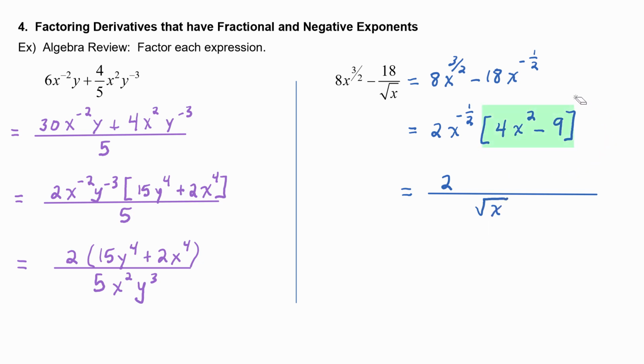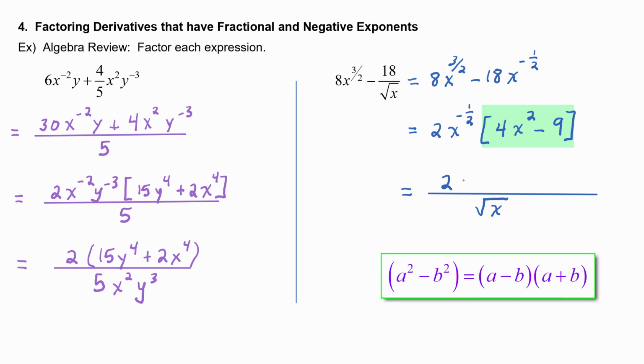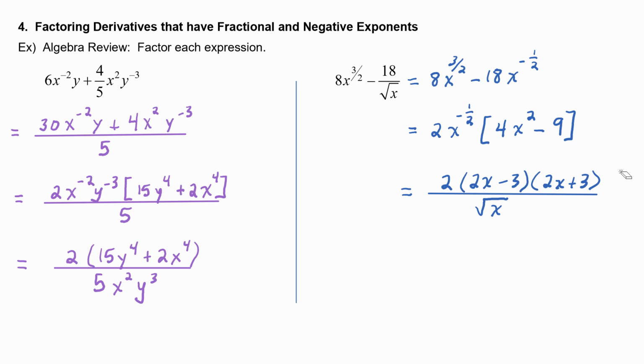Now this 4x squared minus 9 is the difference of two squares, so we can factor that into 2x minus 3 times 2x plus 3. And our result is now in simplest factored form. Remember, we will leave radicals in the denominator. We will not rationalize the functions.